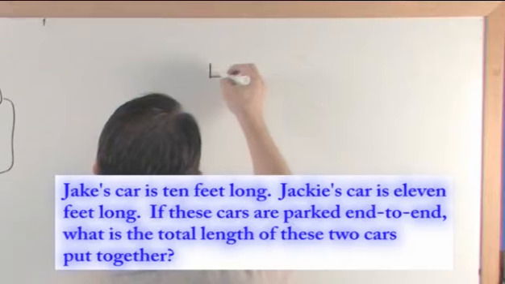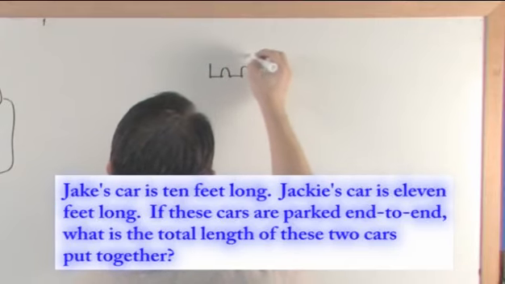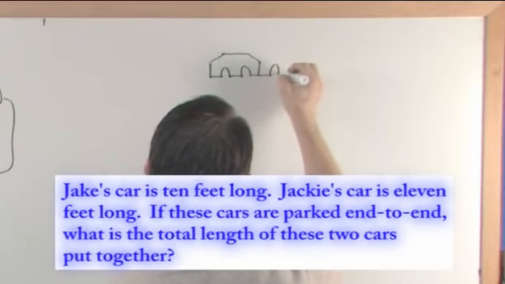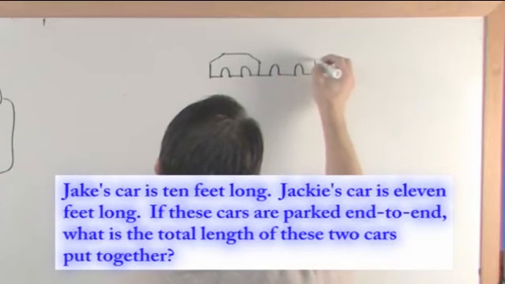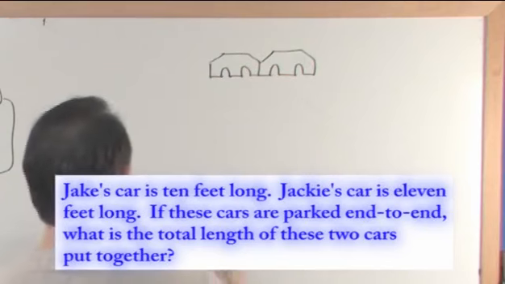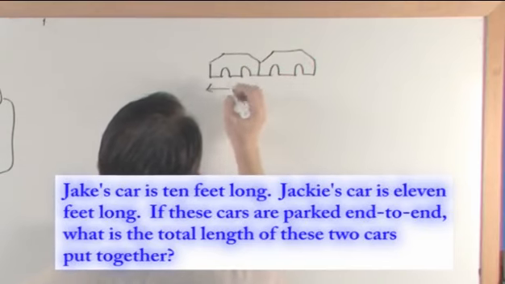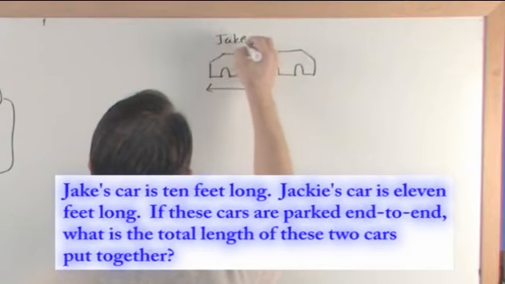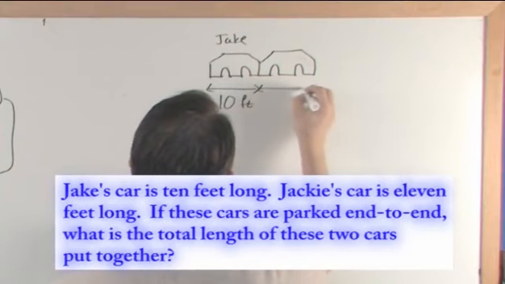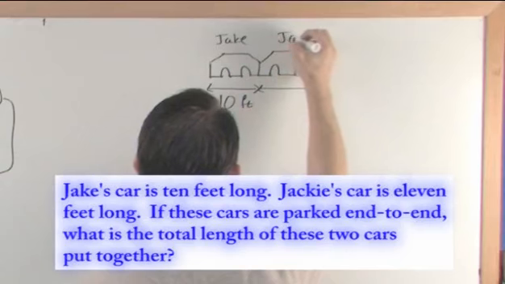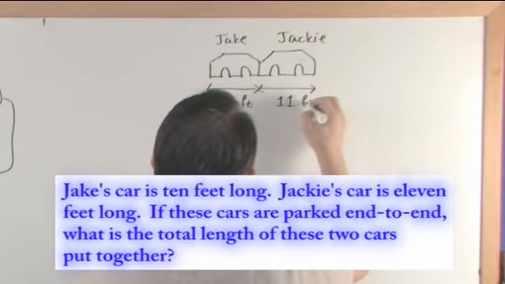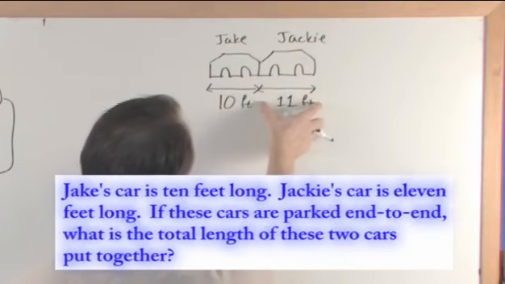we have a car here, like this, and then we have another car end to end, just like this. This is what end to end means, okay? And this car is Jake's car, and his is 10 feet, okay? And this car is Jackie's, and her car is 11 feet. That means this car is 10 feet long and this car is 11 feet long.